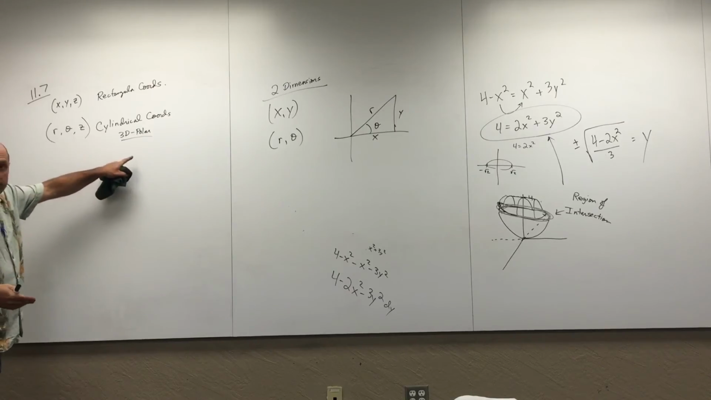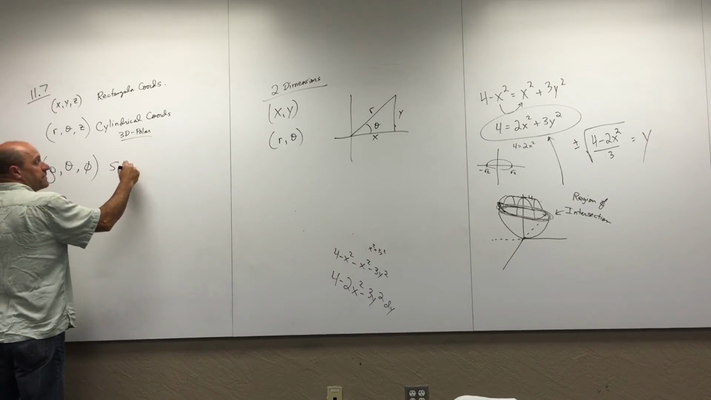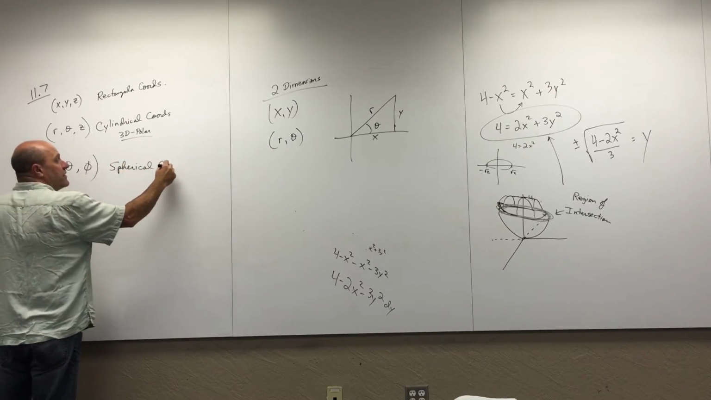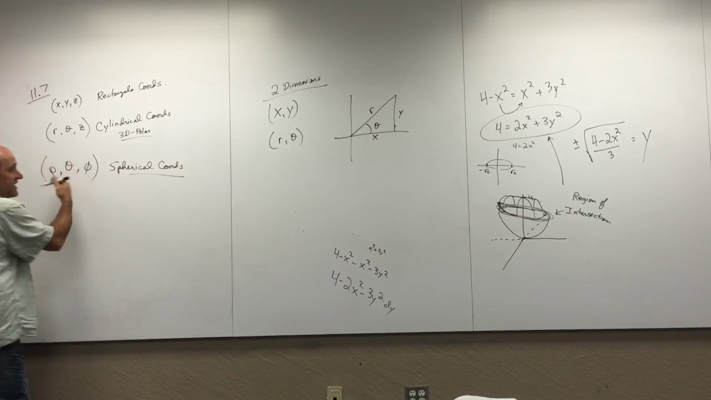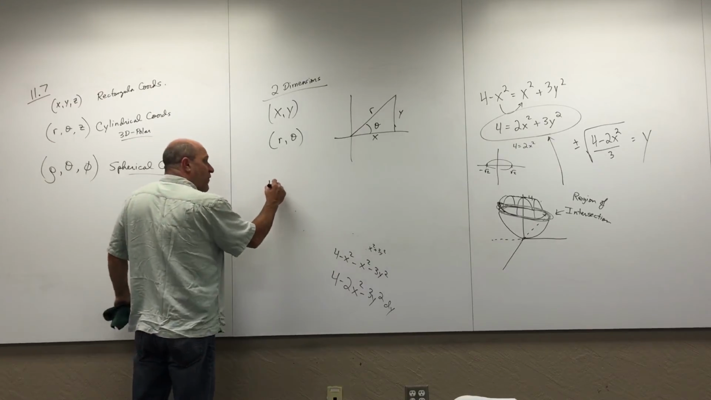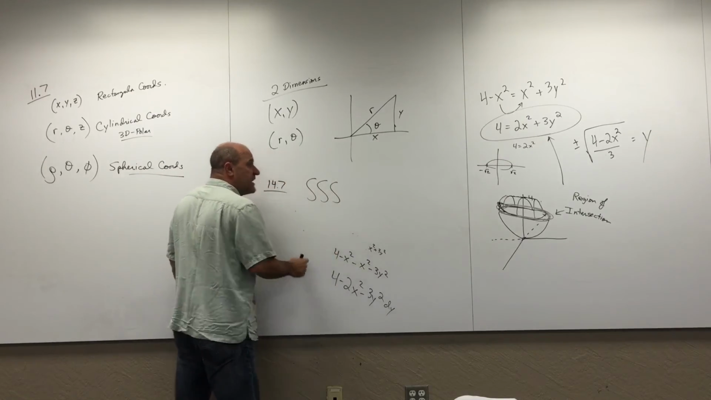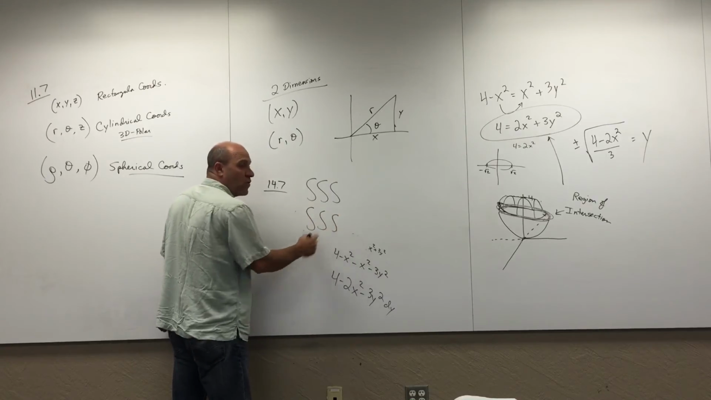Check this one out. This is the brand spanking new one for you. It's rho, theta, and phi, and it's spherical coordinates. This is a 3D coordinate system that's brand new. It's introduced in 11.7, and I'm introducing it to you now, because when I go to 14.7, I have to do triple integrals in cylindrical coordinates, and triple integrals in spherical coordinates.